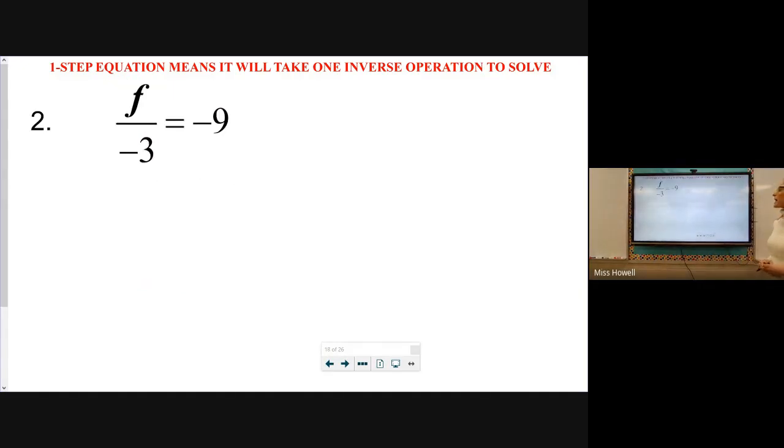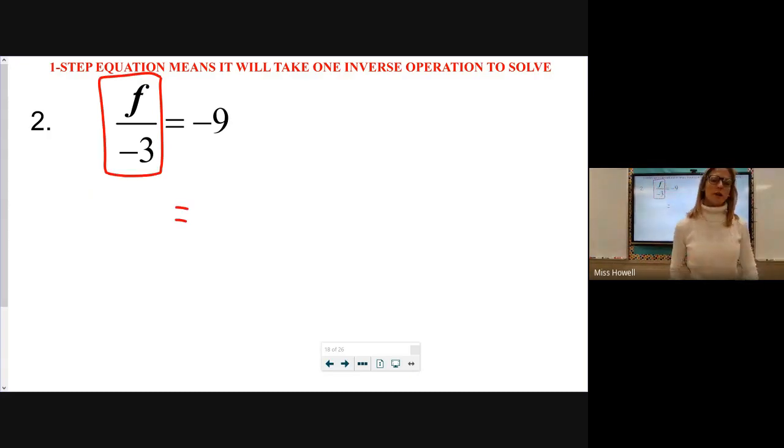All right, number 2, we have a variable f that's being divided by -3, and the whole thing equals -9. Again, our variable is over here on the left-hand side of our equal sign, so it's going to stay to the left or in front of our equal sign as we solve. Inside of our box here, we have a divide with a -3 that we're going to have to do the inverse operation of. So the inverse of the divide will be to multiply, and then with that number, with its sign of -3.